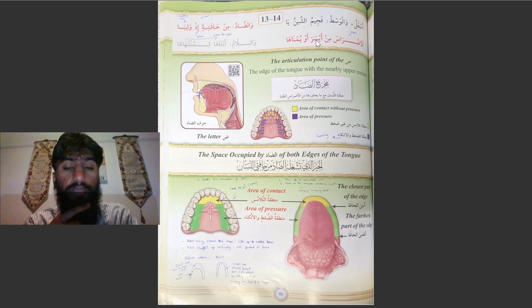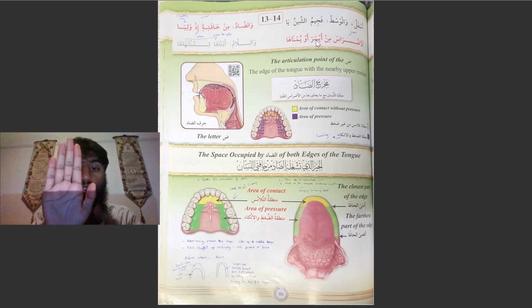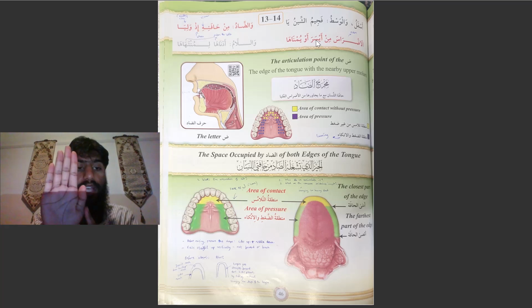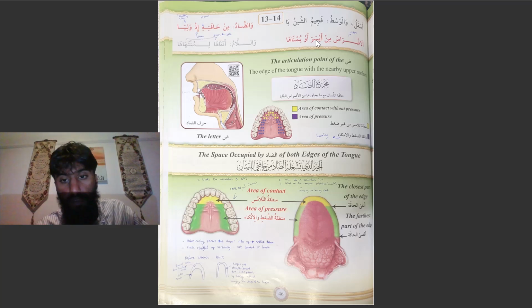So the articulation of Daad is the side of the tongue. As we said, we have the side all the way from the farthest part of the side to the nearest edge, or nearest side to the top, close to the tip of the side. You can see on the tongue here, from the farthest edge to the closest edge, all the way to the other side, down again.